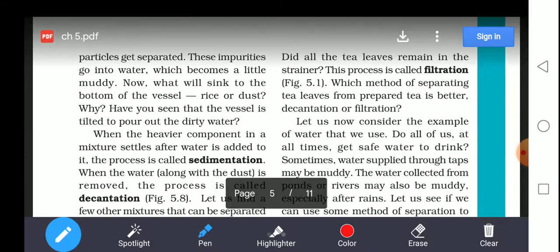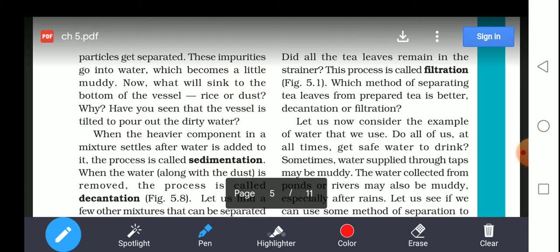So here we will find, did all the tea leaves remain in the strainer? This process is called filtration. By decantation you cannot remove them, so then we can go for another process, that is called filtration. We can use the strainer; the pores which are present in the strainer depend on that pore, we can filter the impurities. So which method of separating tea leaves from prepared tea is better, decantation or filtration?